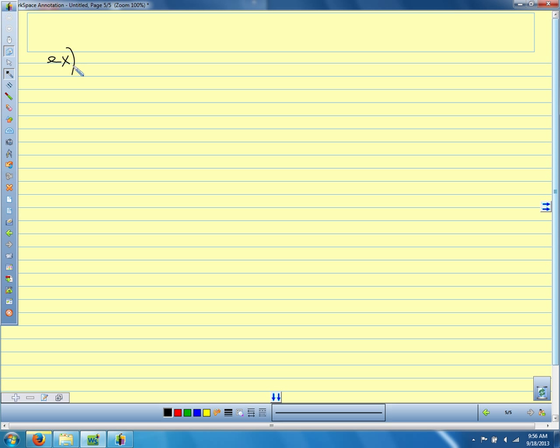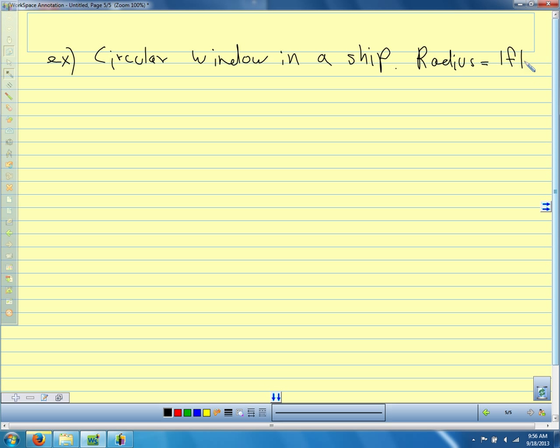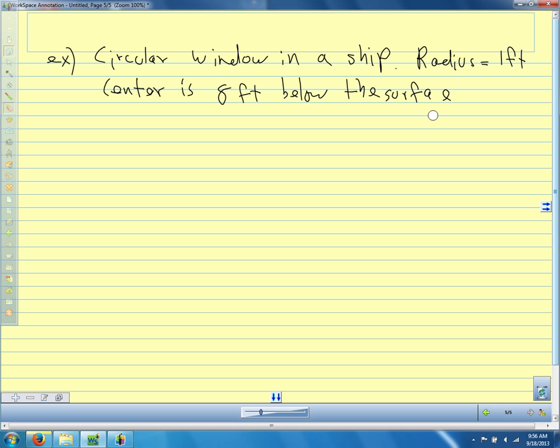Okay, so for this example, we have a circular observation window on a ship. So a little window in the side of a ship. The radius is 1 foot. The center is 8 feet below the surface. We're underwater, and we want to find the force on this window.